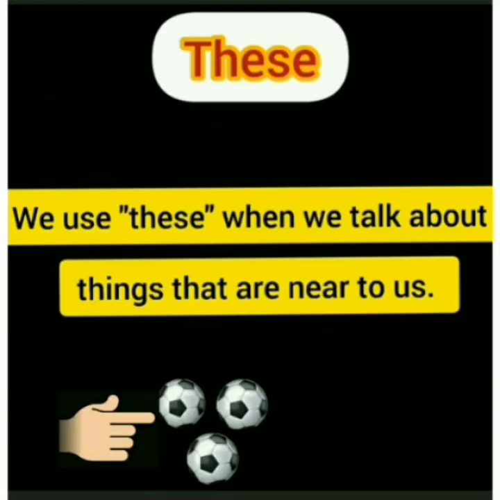Kids, we use these when we talk about things that are near to us. Means अगर कोई भी चीज एक से ज्यादा हो और हमारे नजदीक हो तो हम these यूज करते हैं. Kids, you can see there are 3 balls. Means more than one, right? And they are near to me. So I will say these are balls.